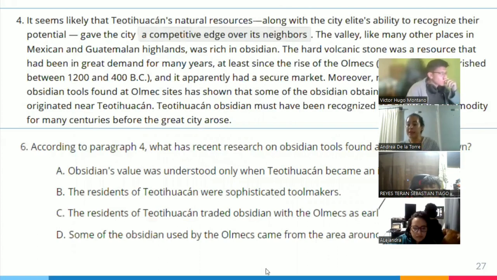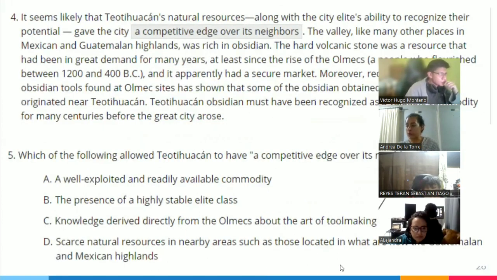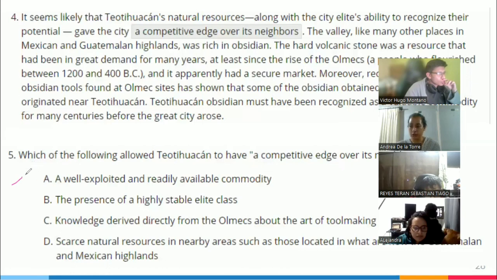First thing, never read the options first, okay? In the beginning, when you are trying to answer these type of questions, you only read the question first. So we're gonna read the question. Victor, could you please read the question? Sure. Which of the following allowed Teotihuacan to have a competitive edge over its neighbors? Thank you, Victor. That is the question.